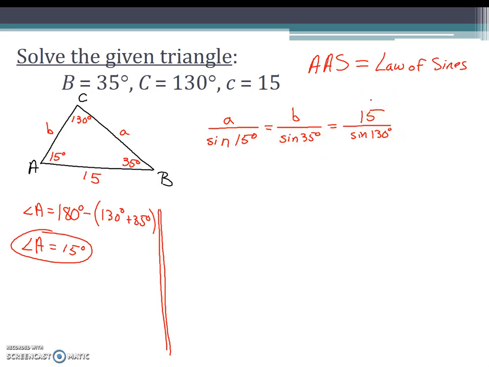I'll go in alphabetic order, so I'll say A over the sine of 15 is equal to 15 over the sine of 130. I'll solve that piece by multiplying both sides by sine of 15. The algebra that you use is really user defined. So I'm just going to multiply both sides by the sine of 15 here. And you get, we'll go to our calculator and do 15 divided by the sine of 130 times the sine of 15.